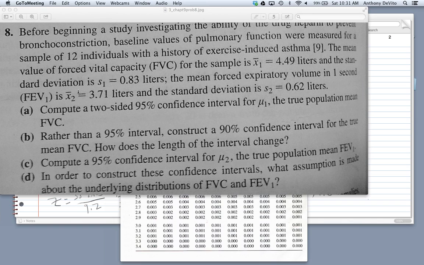Compute a two-sided 95% confidence interval for mu 1, the true population mean for FVC. Rather than a 95% interval, construct a 90% confidence interval. They just ask you to do it again for 90% confidence. Next part, compute a 95% confidence interval for mu 2, the true population mean FEV1. And in order to construct these confidence intervals, what assumption is made about the underlying distributions of FVC and FEV1?